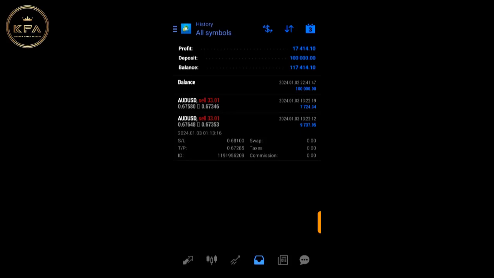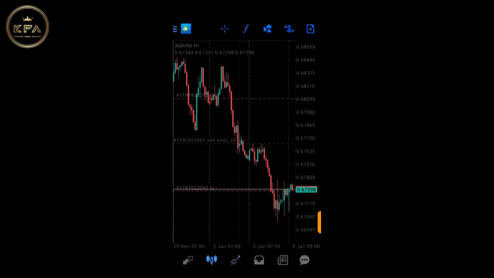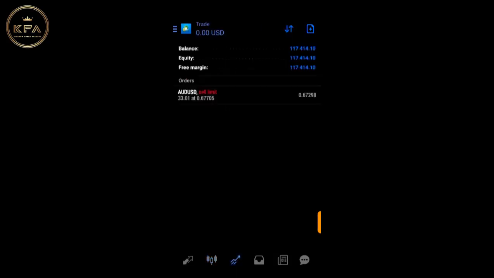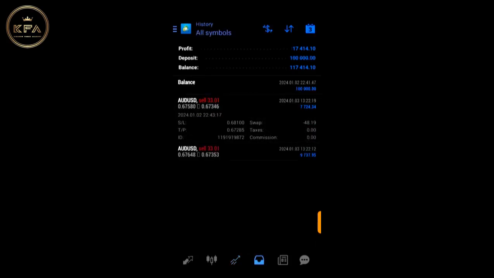These were the positions I took on AUD USD. I took 2 positions, actually 3 basically, because the third one was a sell limit that I set, but it didn't get activated. As you can see, it is right there, and this is not a sell limit that I just placed. I placed the sell limit on the 2nd of January 2024, around 10:49 p.m. at night, which is exactly the same time I entered this first trade on AUD USD, and I used a lot size of 33.01.